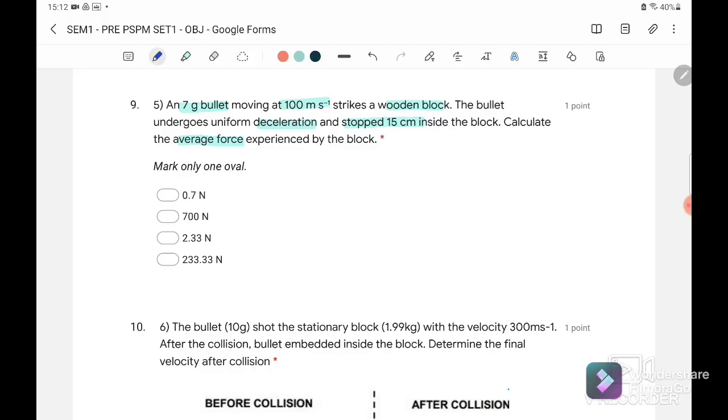So now the information that we have here is only the bullet. So we can find the information related to the bullet. Initial velocity is 100, s is 0.15. We convert into meters, and v is equal to 0 because after it strikes the wooden block, it will stop. So we need to find the acceleration. Now we have u, s, v, and we want to find acceleration.